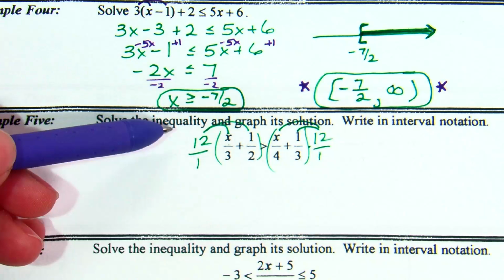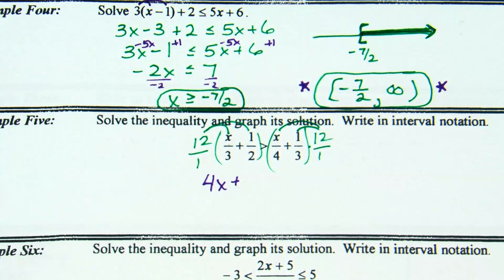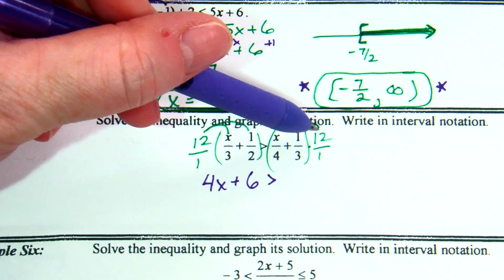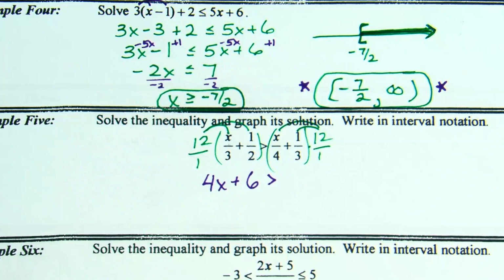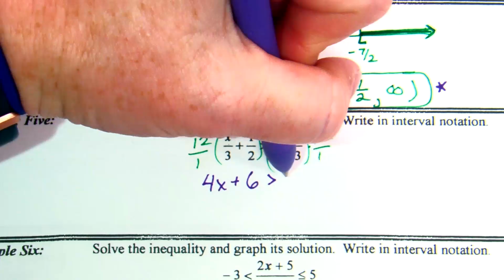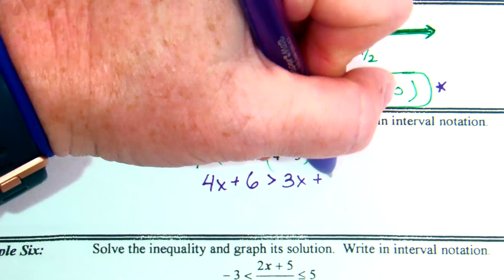12 times a half. What's half of 12? 6. Still greater than. X over 4 times 12 over 1. 4 cancels, and 12 divided by 4 is 3x. Plus, what's a third of 12? 4. I don't know about you guys, but that's a whole lot prettier.